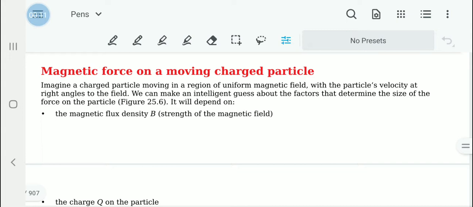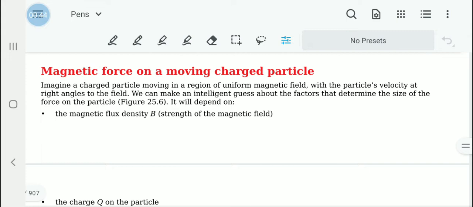So if there is a charged particle moving in a uniform magnetic field at a certain velocity at right angles to the field, obviously we know that there are different factors that would affect the force that the particle would experience. The magnetic field would have a magnetic flux density of B.